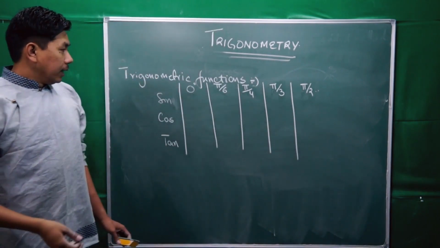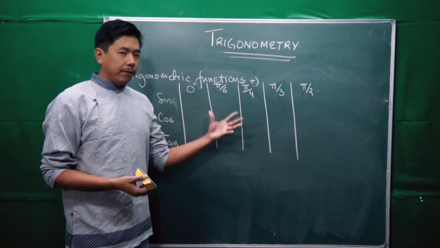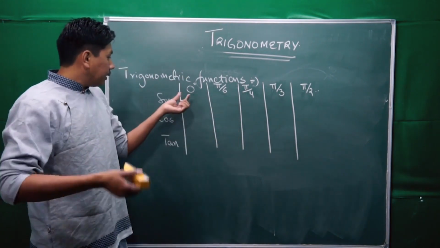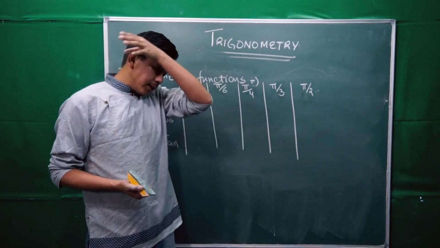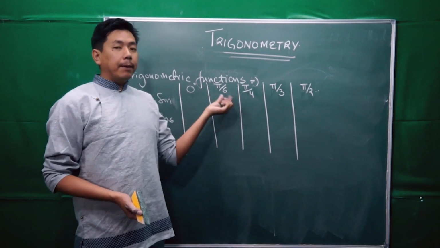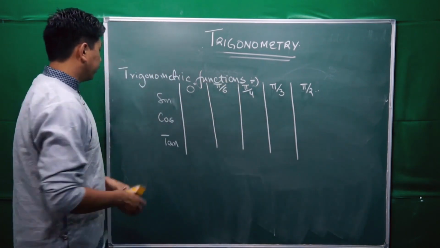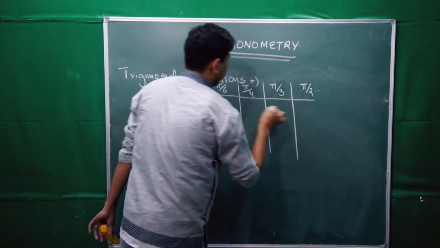Okay. Now, this is a step further. Slightly step further in the topic of trigonometric functions. In the sense that instead of writing angles as 0, 30, 60, 45 and 90, we'll be writing 0, pi by 6, pi by 4, pi by 3 and pi by 2. Is it clear? Alright. So everybody knows the various ratios.